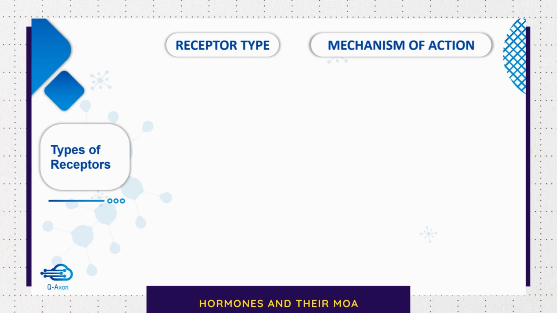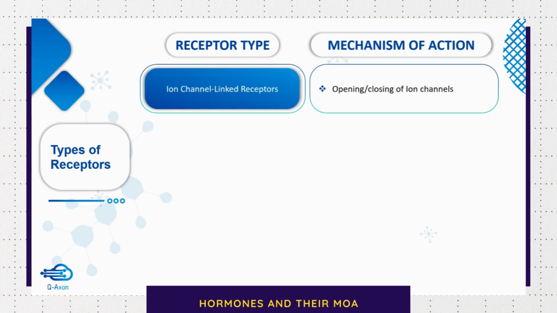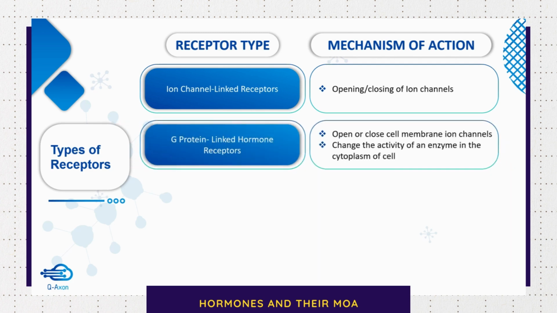Now let's see the different types of receptors and their mechanism of action. Ion channel linked receptors: opening or closing of ion channels. G protein linked hormone receptors: open or close cell membrane ion channels, change the activity of an enzyme in the cytoplasm of the cell.